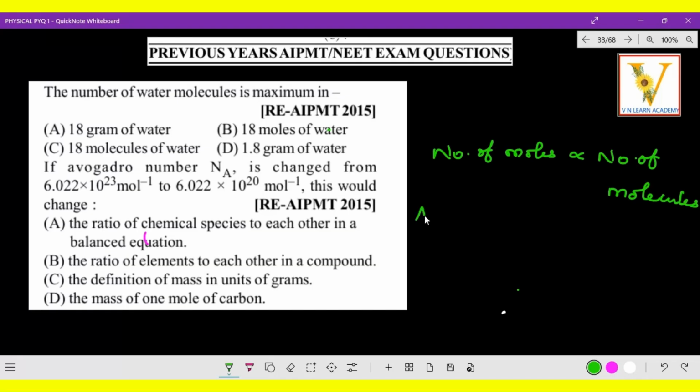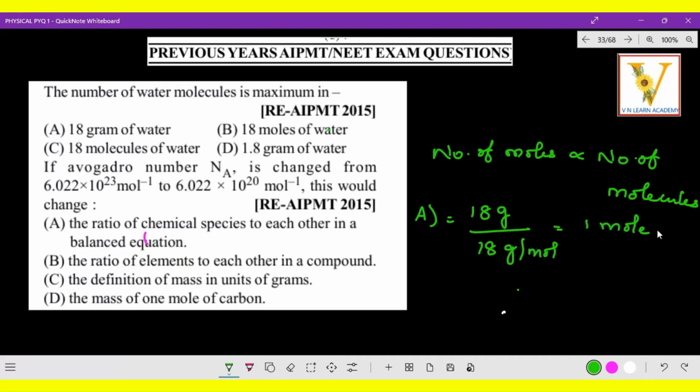So option A, what is it? 18 gram of water. Given mass by molecular mass, number of moles is directly proportional to number of molecules. So for 18 gram of water, given mass by molecular mass, the molecular mass of water you know very well is 18 gram per mole, right? So what do you get? You will get 1 mole.